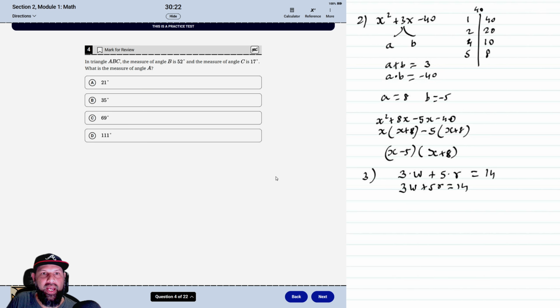Number 4, we have triangle ABC where angle B is 52 degrees, angle C is 17 degrees. What is the measure of angle A?